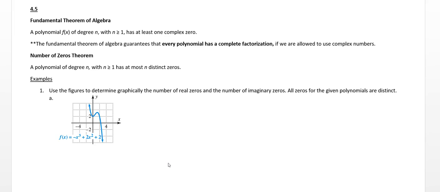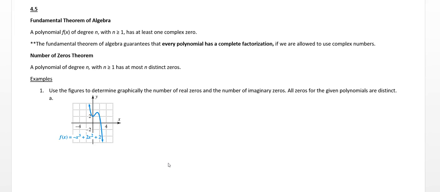So first off, this section covers the rest of the types of different equations that we'll encounter, specifically types of equations that deal with complex solutions. Because of that, we need a theorem that will give us a structured way to understand that every polynomial with a degree n, where n is greater than or equal to 1, has at least one complex zero. This is the fundamental theorem of algebra.